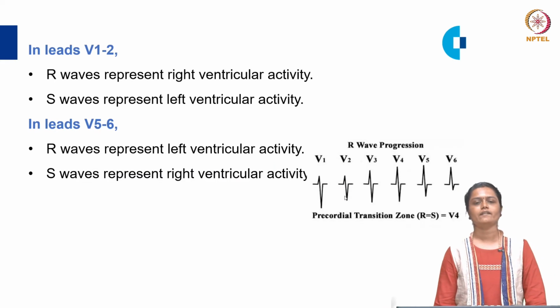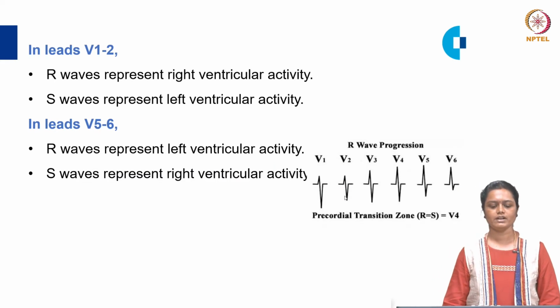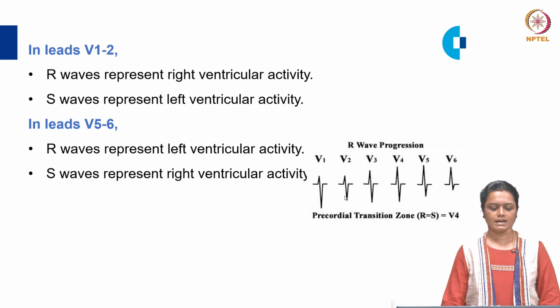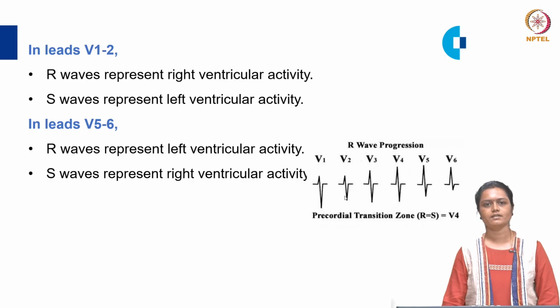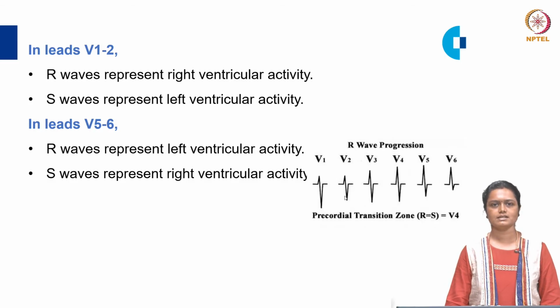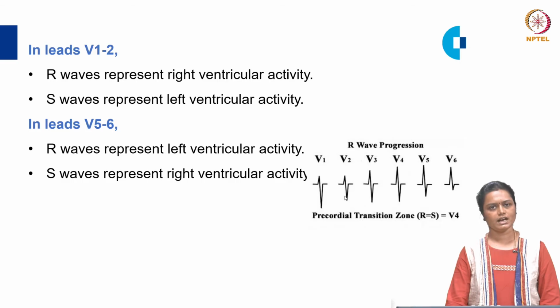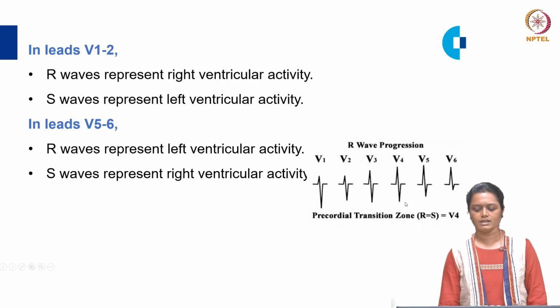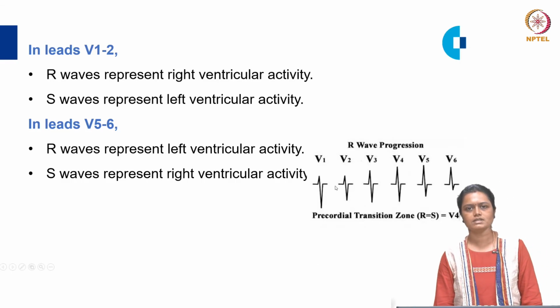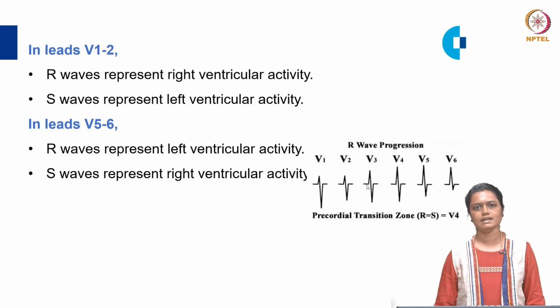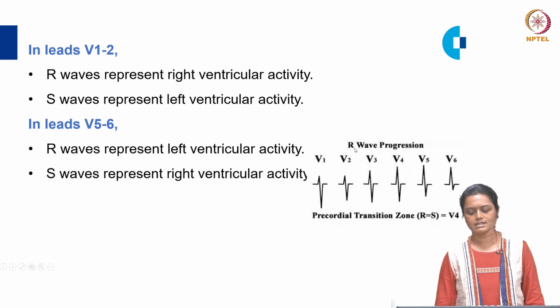In leads V1 and V2, the R waves represent right ventricular activity and S waves represent left ventricular activity. Whereas in the left-sided chest leads V5 to V6, it is vice versa: the R waves represent left ventricular activity and S waves represent right ventricular activity. And as I told you, you have a progressive increase in the amplitude of the R wave as you proceed from right towards the left. This is what we call R wave progression.